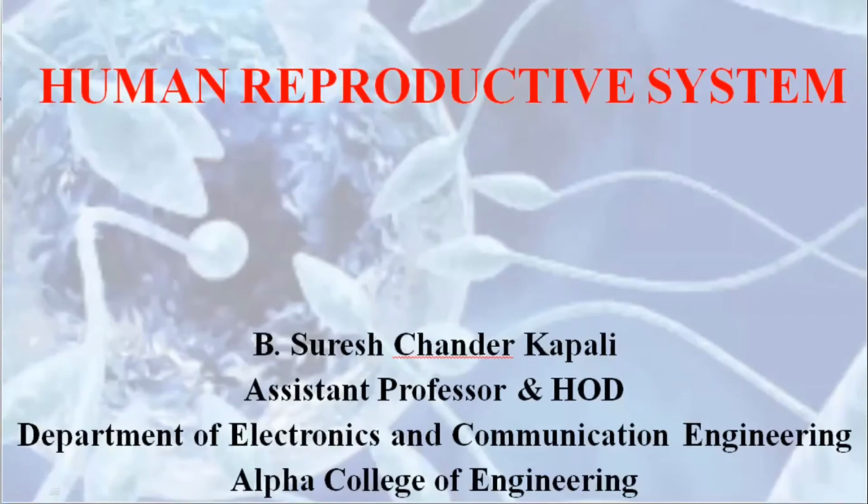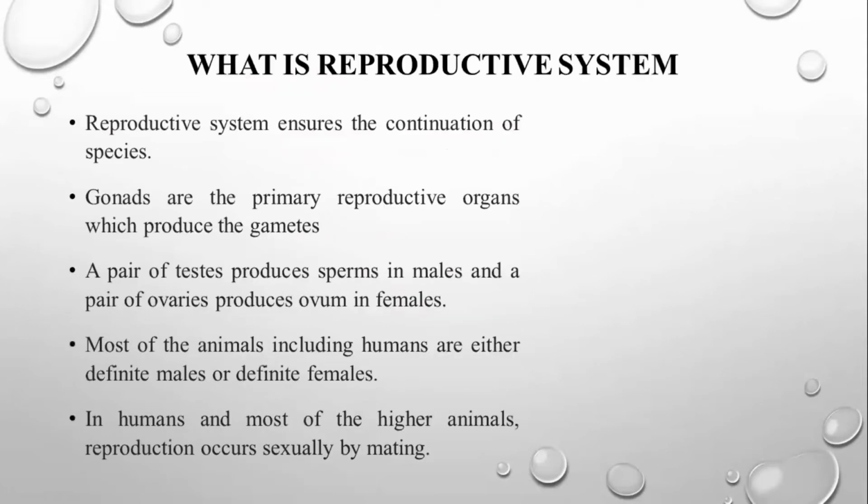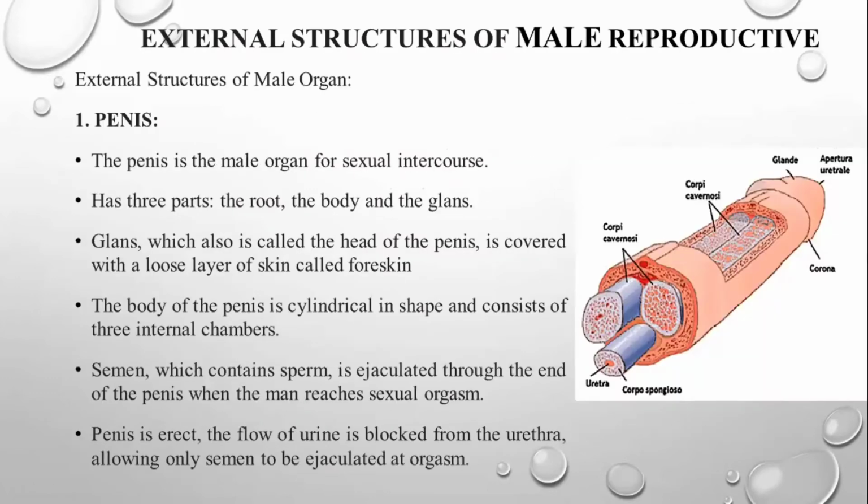Good evening. We're going to see the continuation of the human reproductive system. Yesterday we discussed the male reproductive system: what the reproductive system is, the male reproductive system, the function of the testes, spermatogenesis, and the structure of sperm. These are the things which we have seen yesterday.